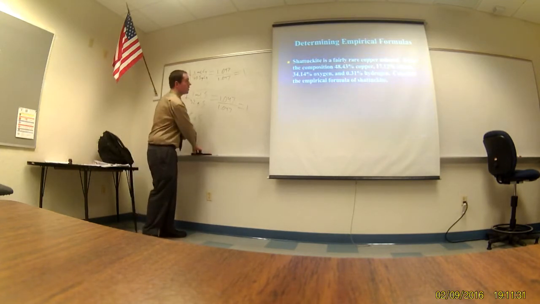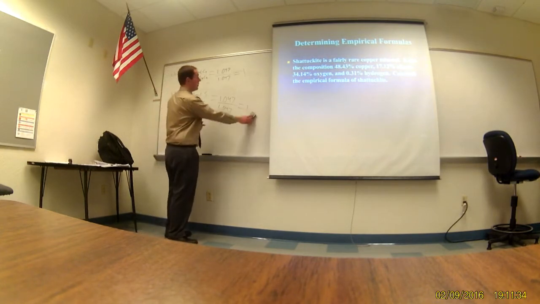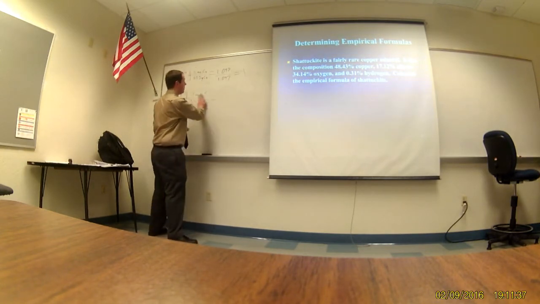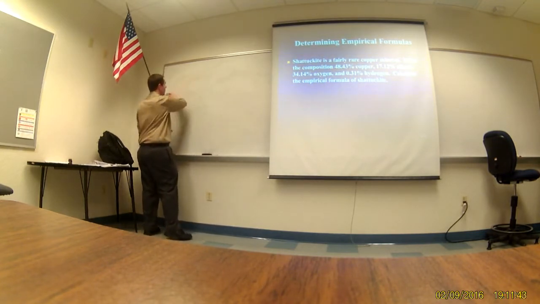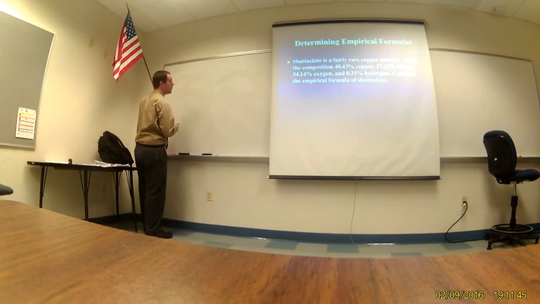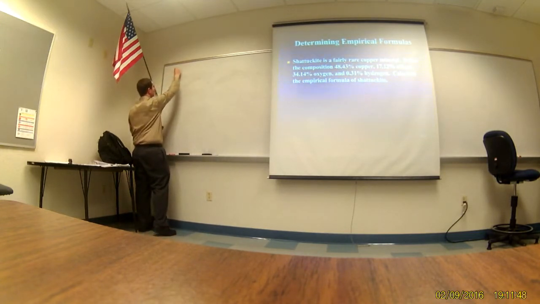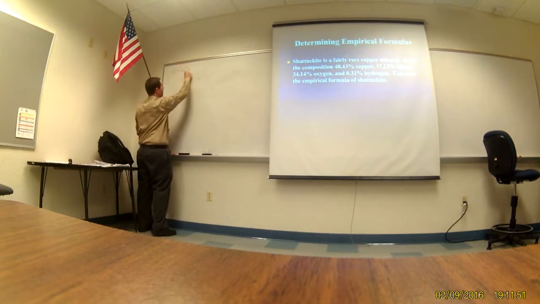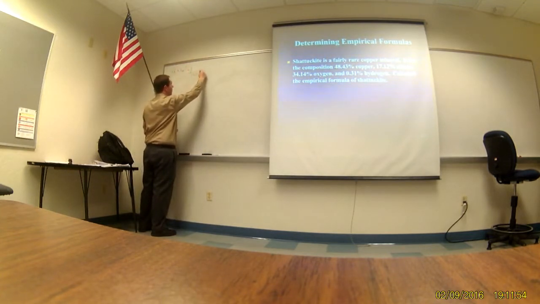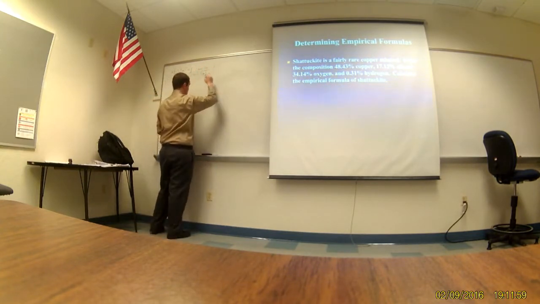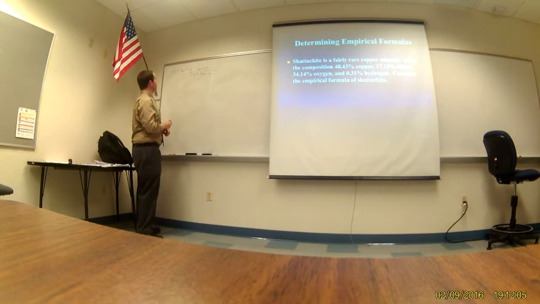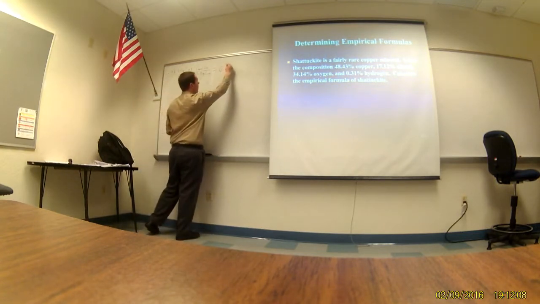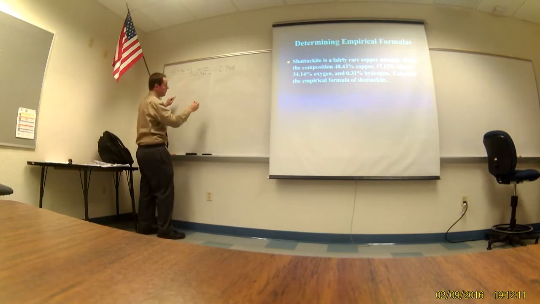Here's another one. Shattuckite. We've got 4 elements here: copper, silicon, oxygen, and hydrogen. How many grams of copper do I have? 48.42. Divided by the molar mass, that's 0.763.